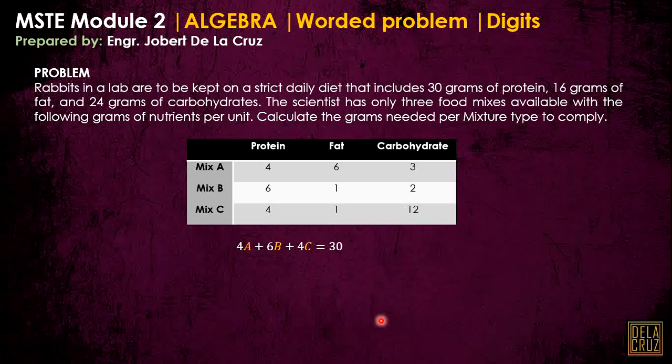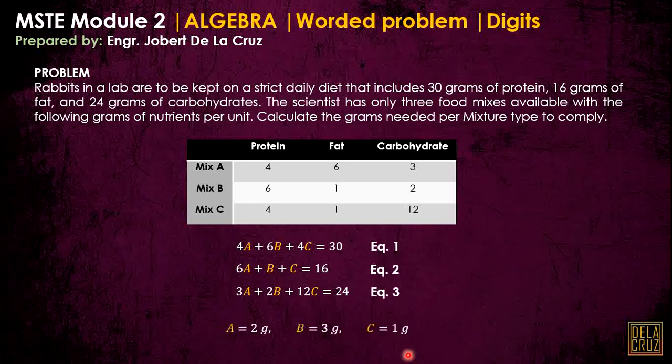And another one, sinabi dito, fat should be 16 grams. So i-add natin lahat yan: 6A plus B plus C should be 16. And the same sa carbohydrate. I-add natin lahat ng carbohydrate, and it should result in 24 grams. And as you can see, you can already grab your calculator dito. 3 equations, 3 unknowns. I think you got this na. So by that, ito yung answer. Okay, you can calculate this.